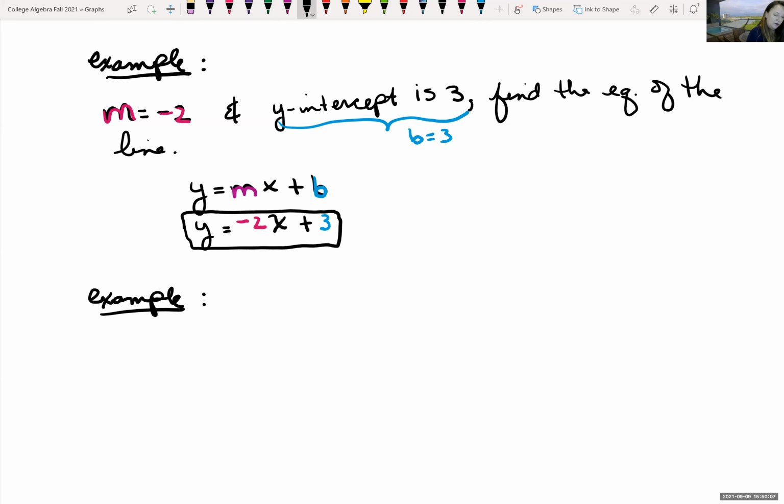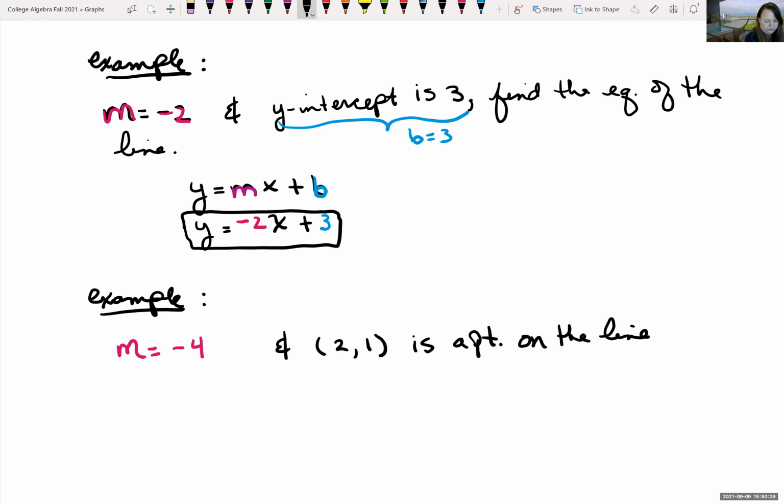So let's say our slope we were given is -4 and 2, 1 is a point on the line. Find the equation.